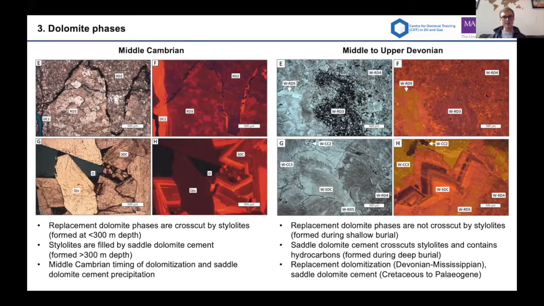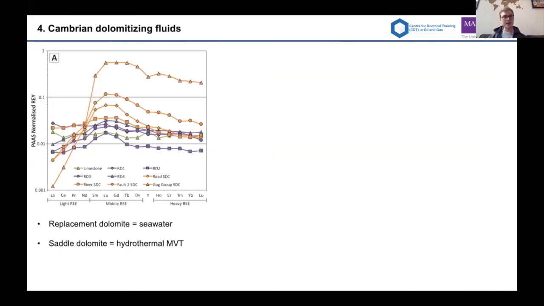Okay, so now that we've established that, let's go into more detail about the dolomitizing fluids themselves. So the Cambrian dolomitizing fluids that we've identified through rare earth element analysis: replacement dolomite is seawater. It's characterized by negative cerium anomalies and positive yttrium anomalies, whereas the saddle dolomite phases are completely different. They have this quite strange light rare earth element depletion and enrichment in middle rare earth and heavy rare earth elements.